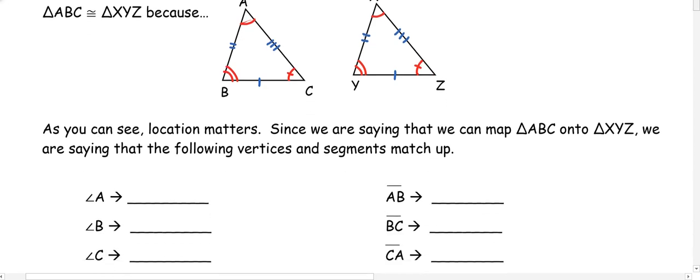So if we have angle A, the angle that matches up with angle A would be angle X because they're the first letter in the name. B matches up with Y because they're the second letter of the names. And then C would match up with Z. The same thing is true about the sides. So if I have side AB, AB is the first two letters, so that's going to match up with the sides XY. BC is the last two letters, so that matches up with YZ.